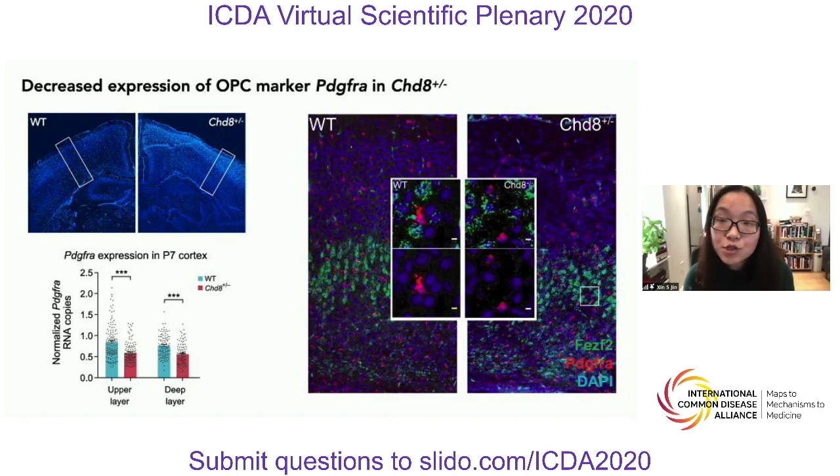And in the future, we're interested in looking into whether this oligodendrocyte phenotype persists in adulthood and whether this affects their roles in myelination in different brain regions, potentially affecting specific neuronal cell types.